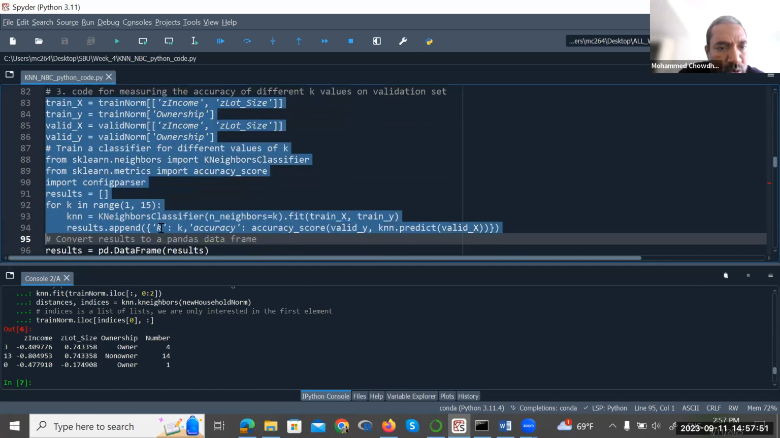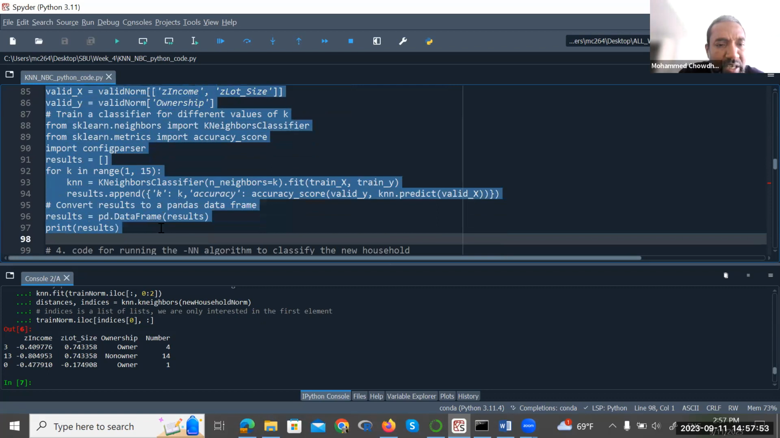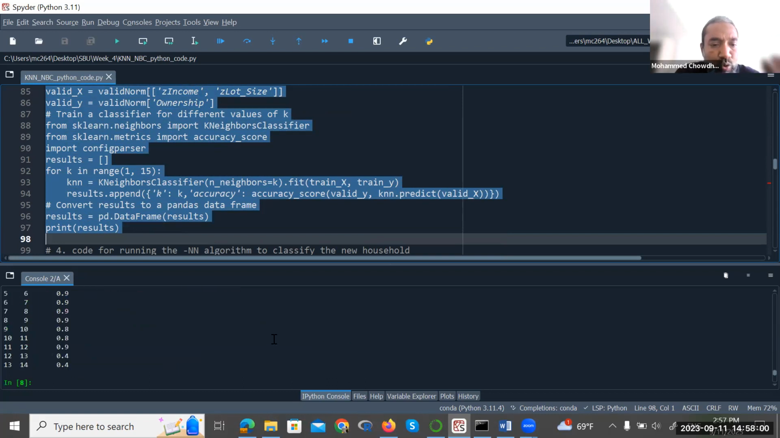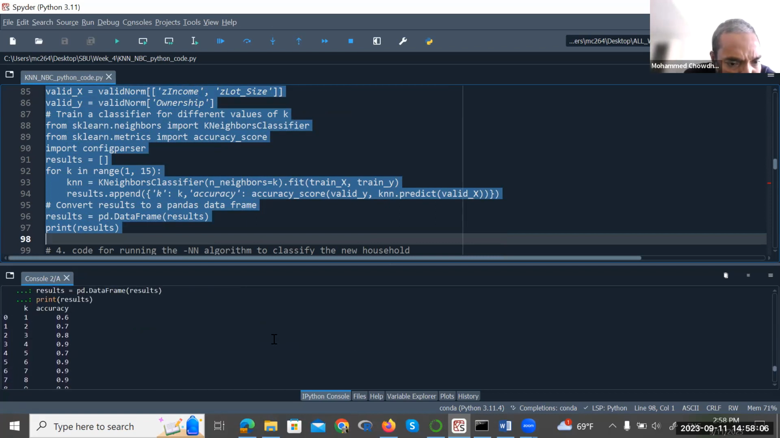After that, code for measuring the accuracy of different K values for validation. So we have to decide which K we should choose. That is the important thing. We should choose a K for which our accuracy is highest. For example, if I choose K equal to 4, that means 4 observations, then our accuracy is 0.9.